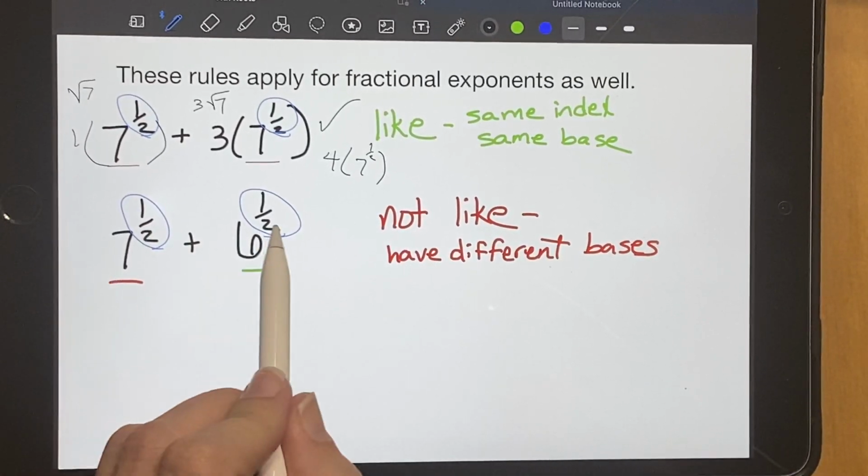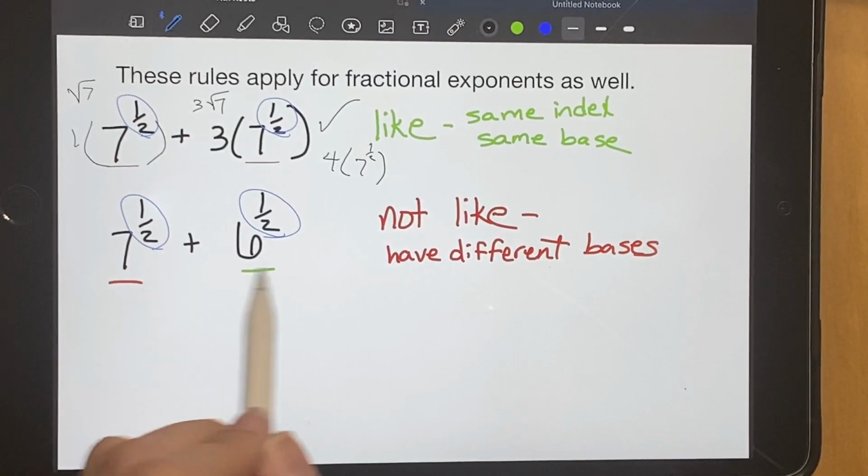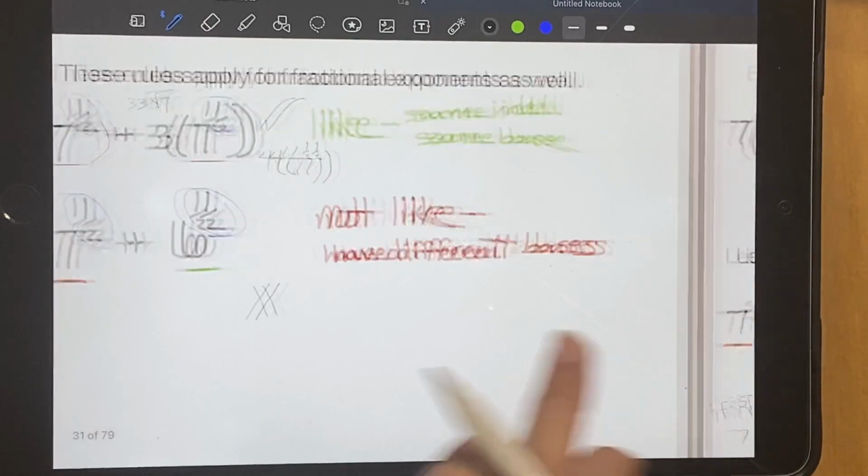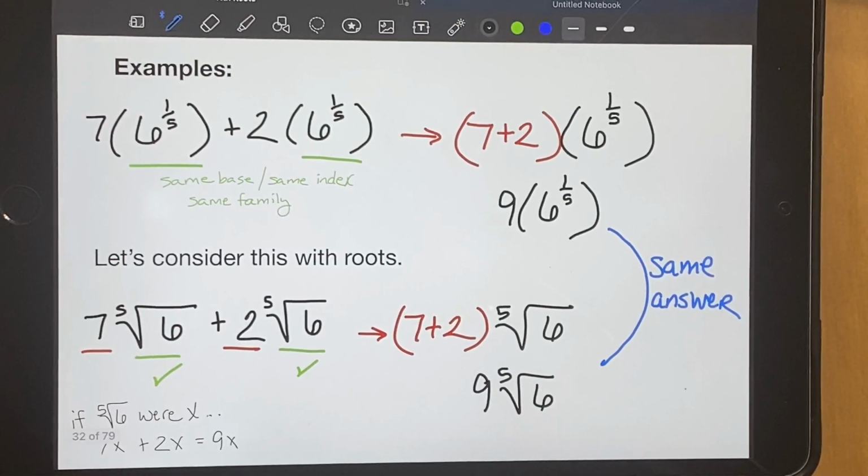Okay, now in this one, I've got the square root of 7 plus the square root of 6. They have the same index. They're both square roots, but they are not like bases. I cannot add those together. Okay, here's a couple of more examples.